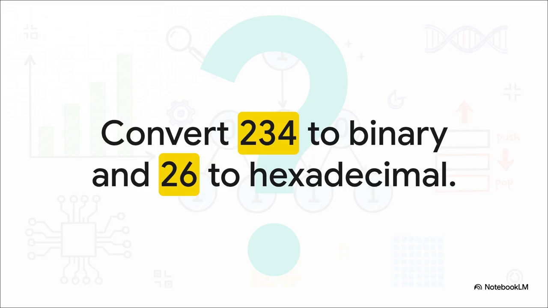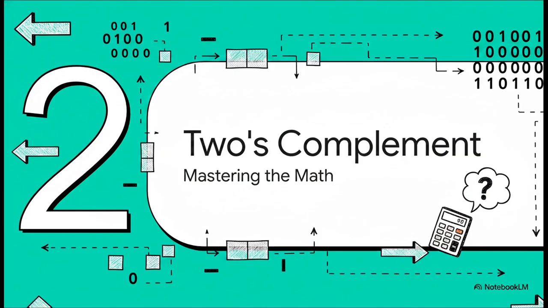Mentally practice this with me right now. For 234 to binary, you're fitting those base 2 place values, 128, 64, 32, into 234 until you hit 0. Easy enough. Now for 26 to hexadecimal, you're asking yourself, how many 16s go into 26? Well, that's 1 16 with 10 left over. And remember, 10 in hex is A, so the answer is 1A. Boom, full marks.